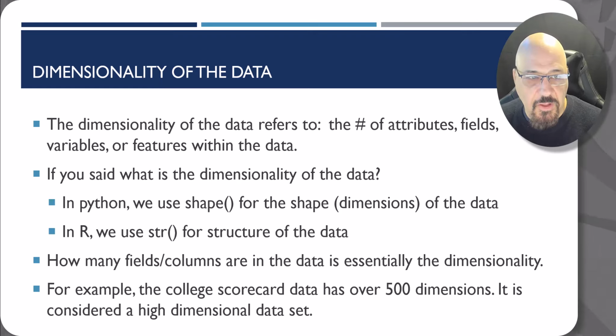For example, I talk a lot about the college scorecard data. That has well over 500 dimensions, 500 columns. I think it might be more upwards of 1,000, some of which are deprecated or not really used, or just sliced and diced in a bunch of different ways. The college scorecard data is considered a high dimensional data set.